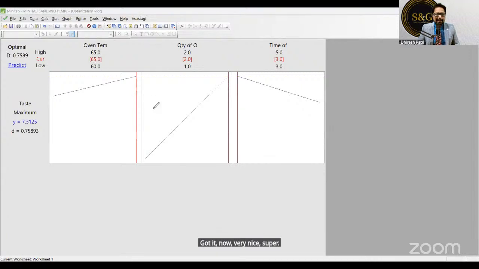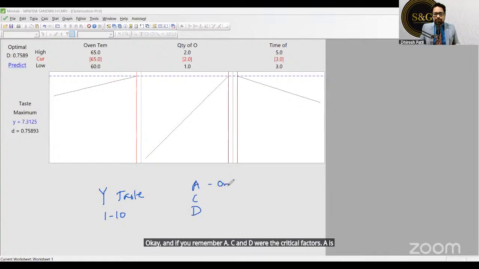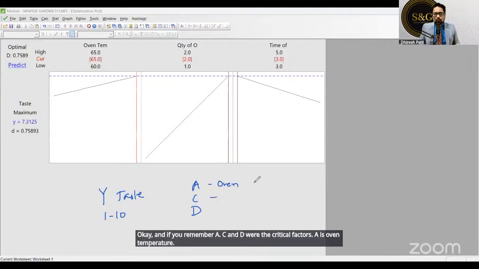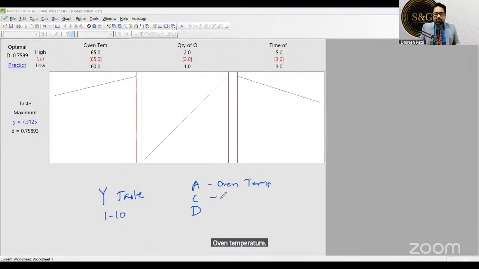Super. Now, remember what is our Y? Let me quickly recap. Y is our test on the scale of 1 to 10, 1 meaning lowest, 10 meaning the highest. And if you remember, A, C and D were the critical factors. A is oven temperature, C is quantity of onion, and D is time of cooking.